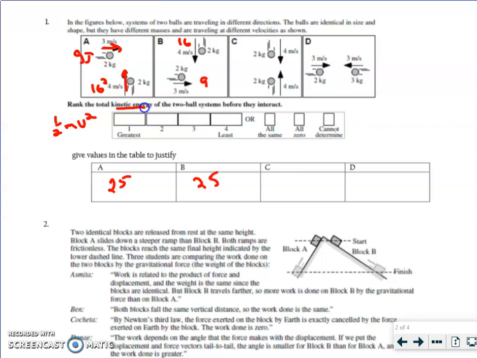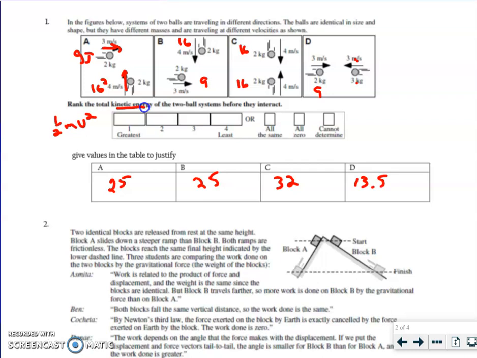Here we have 16 plus 16, so that's 32. Here we have 9. I'm going to be careful here. I'm going through this quickly. So we have the 2 at 3. Yep. And this would be 9 squared. 3 squared is 9. Half of 9 is 4.5. 4.5 times 3 is about 13.5. You can work it out, but there are the values, and you can do the rankings there.